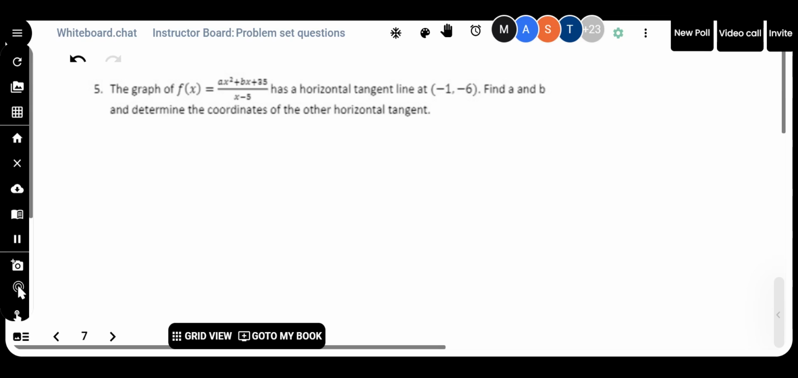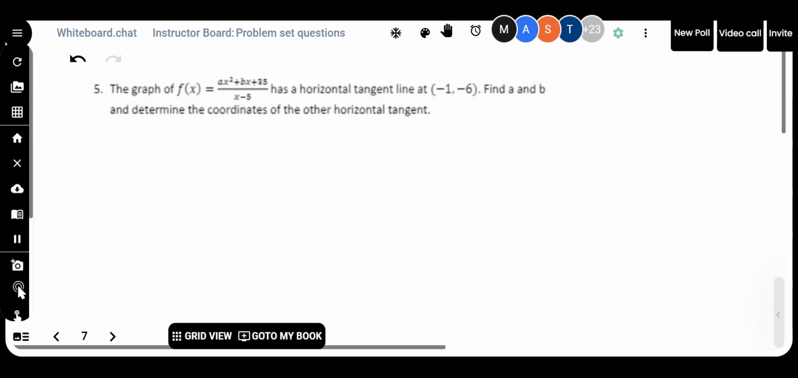Find A and B, and then determine the coordinates of the other horizontal tangent. So it looks like we have two horizontal tangents on this rational function. But guess what? We didn't get the rational function. We only got that we have a quadratic on top and a linear on the bottom. So the top of the function is ax squared plus bx plus 35. We don't know the a, we don't know the b. And then the bottom of the function is x minus 5. Wow. What are we supposed to do with that?